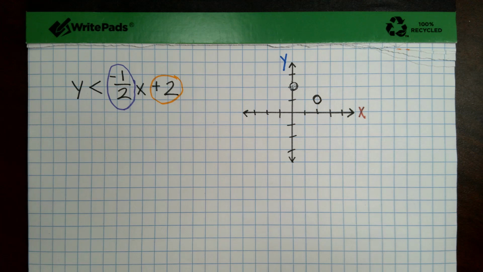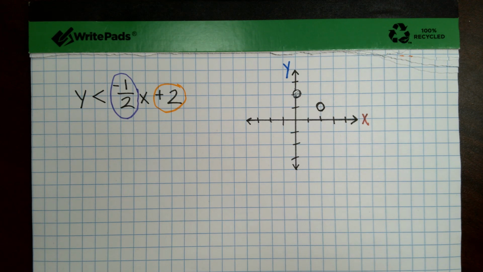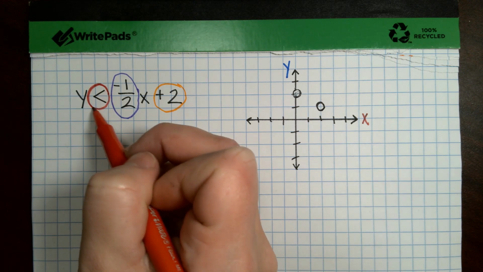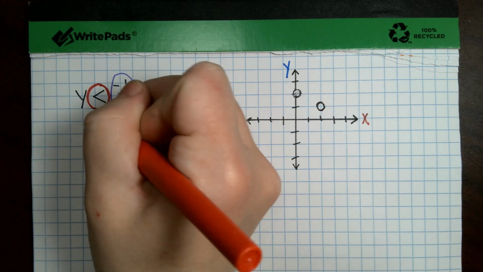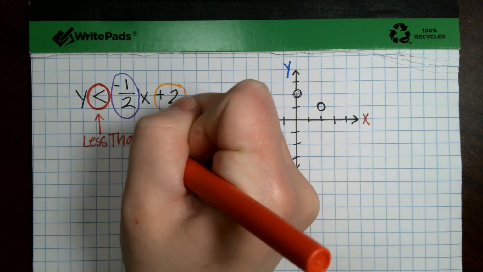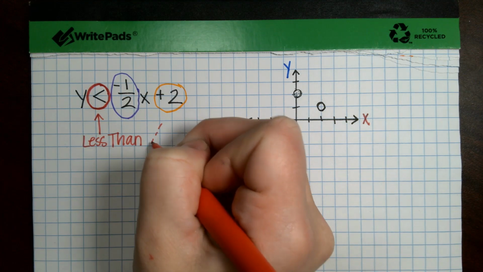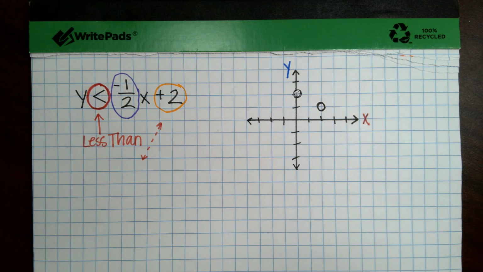Now we just need to connect the dots. Before you connect the dots, remember we want to really pay attention to our symbol. What symbol is here in this inequality? It's less than. Should our line be dotted or solid? Dotted. So let's do a dotted line whenever we connect the dots.